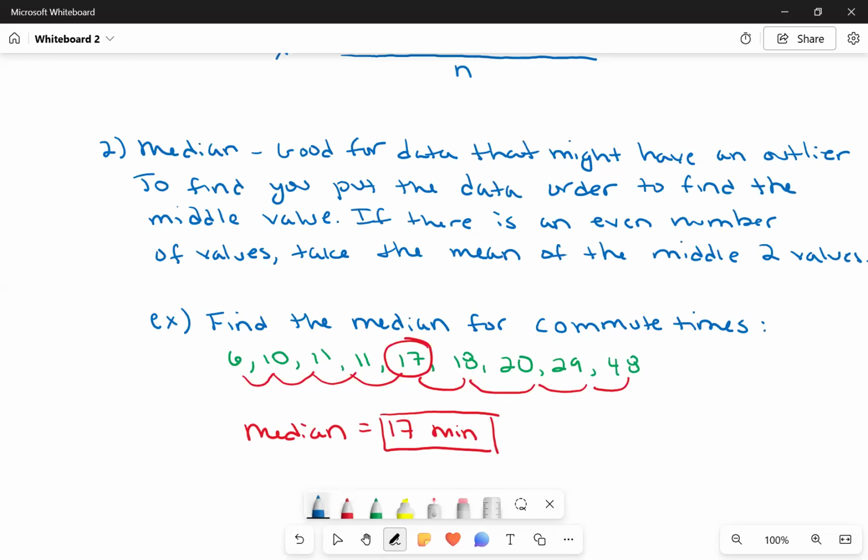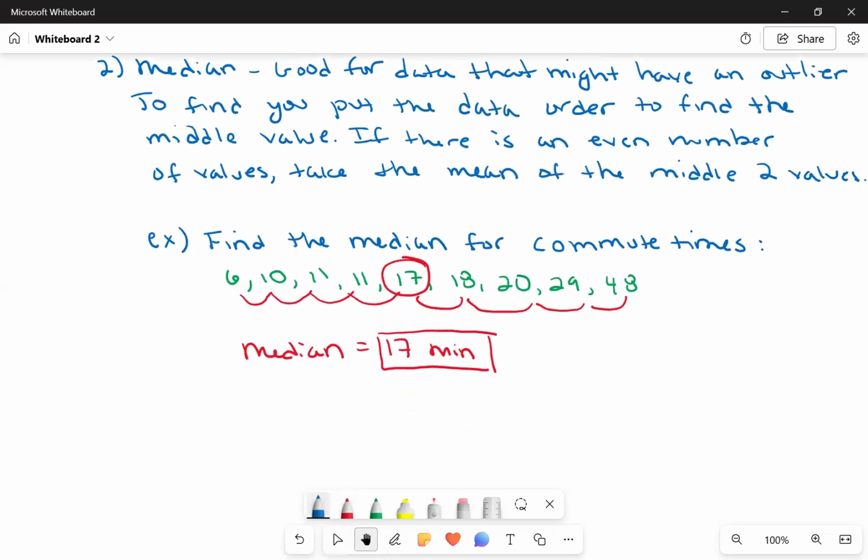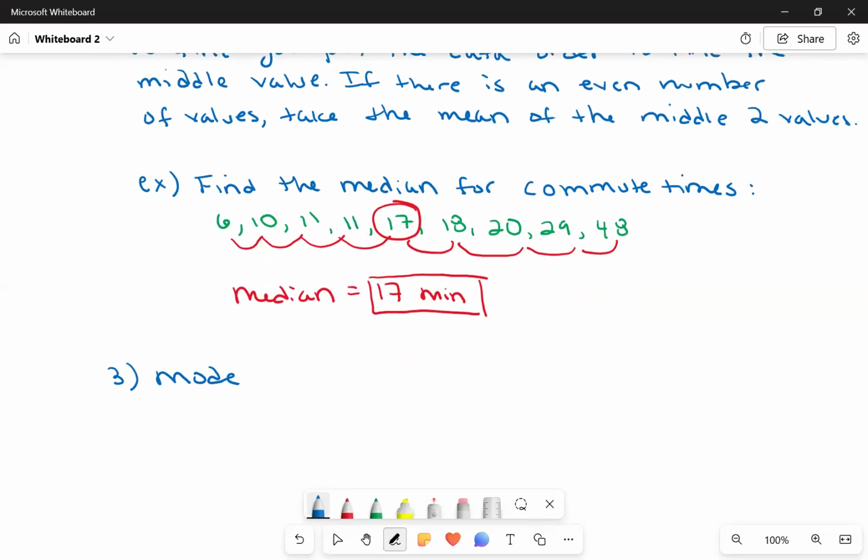Okay, the next type of central tendency, and hopefully you kind of recognize the mean, median. Third is mode. I hope you've seen these 3. So the mode is pretty simple. The mode is the most frequently occurring value.